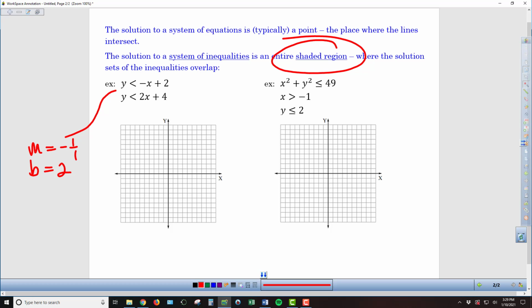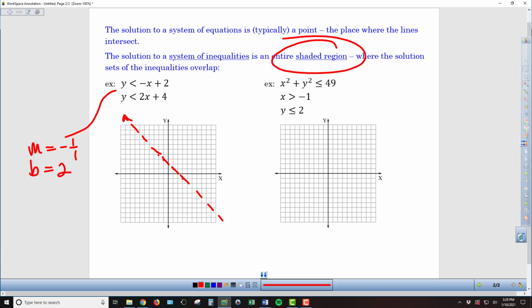So I'm going to go up 2, and then from there I'm going to go down 1 over 1, down 1 over 1, down 1 over 1, up 1, back 1 a few times. I'm not worried about a specific intersection point, like when I'm graphing a system of equations, because I'm looking for an entire region of the graph that's going to be my solution, but I should still try to graph as accurately as possible. Now for this first inequality, my line's going to be dotted instead of solid, because there's no equal to sign in my inequality.